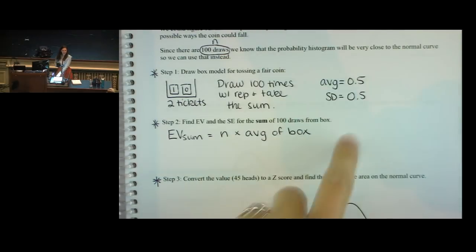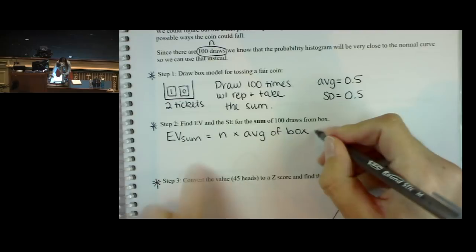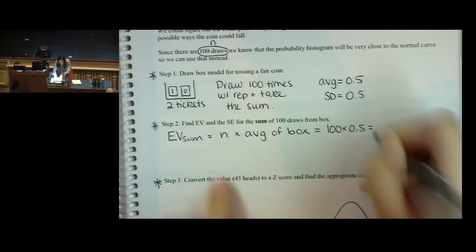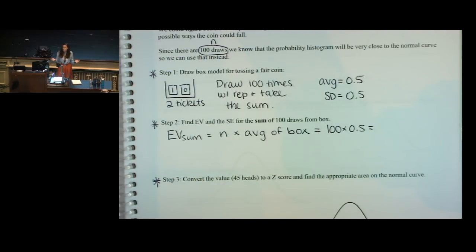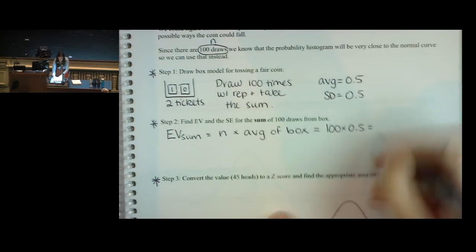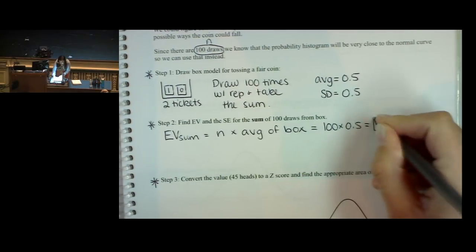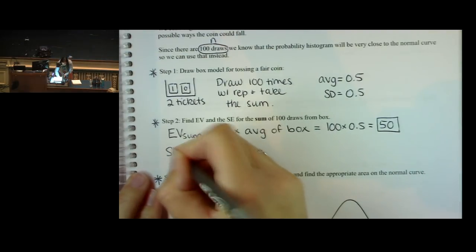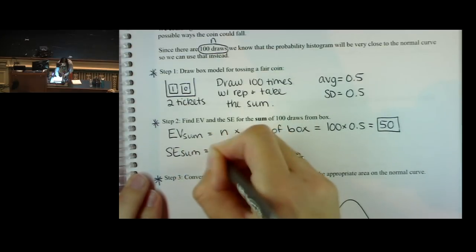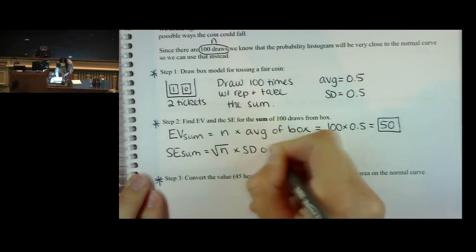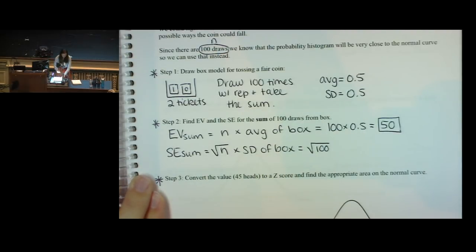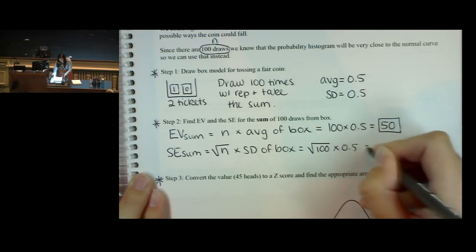So, okay, now that we have this, now I can find this. So expected value of the sum is just n, which is 100, times the average, which is 0.5. This one also, I didn't really have to do the formula. I could have just said, if I toss a coin 100 times, how many heads am I expected to get? And it should be 50. All right? And then next, I need to find the standard error for the sum. All right, so that's the square root of n times the SD of the box. So square root of 100 is 10 times 0.5 gives me 5.